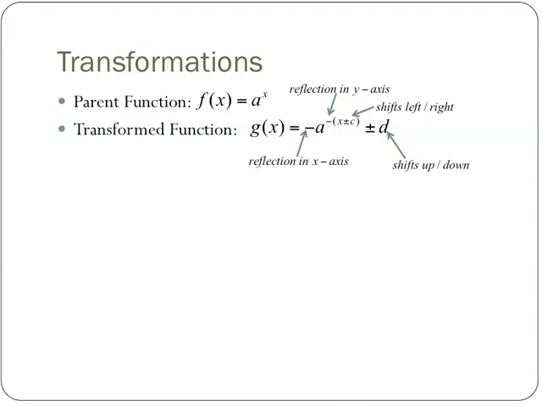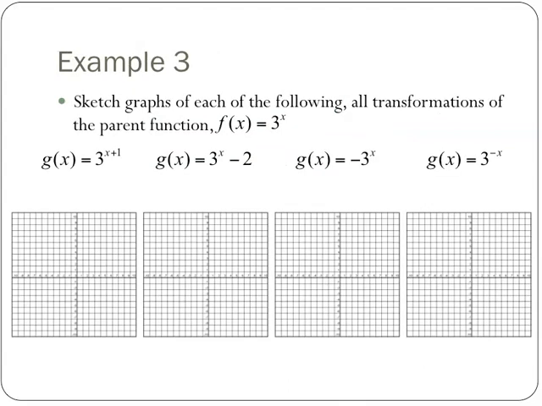Okay, so let's sketch graphs of these functions here. The parent function here is 3 to the x. What we're going to do is list what the transformations are, and then we'll go ahead and graph them. So 3 to the x plus 1: the plus 1 is in the exponent, so that means it's a shift left or right. Because it's plus 1, it's going to be a shift to the left 1.